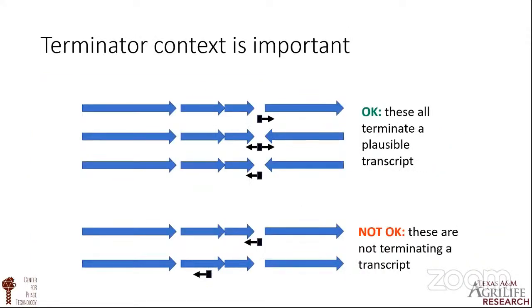This is what we mean by out-of-context terminators. On the top panel, you can see these are all terminators shown as the black box with the arrows, terminating plausible transcripts. For example, they could be directionally in the same register as nearby genes, or they could be located at a position of convergent transcription. Basically, a terminator which is located near the end of what appears to be a transcript is more likely to be valid. In the bottom panel, these are examples of terminators that do not appear to be associated with any actual transcript, and so therefore it is not recommended that these be called.